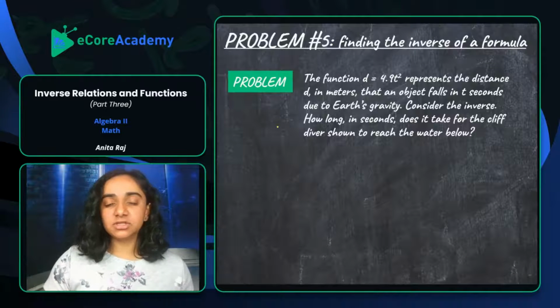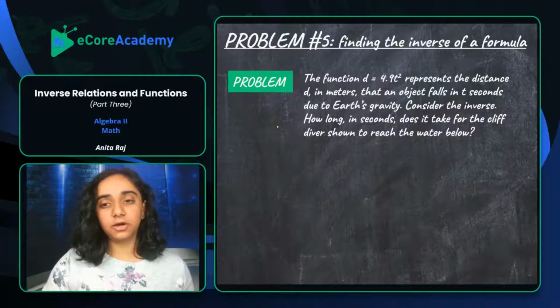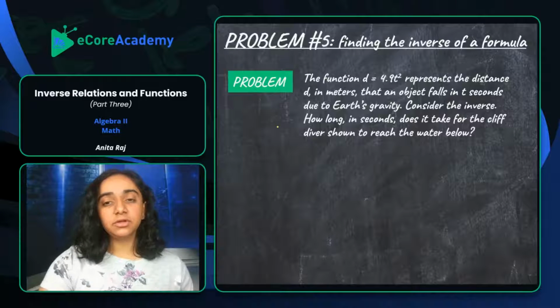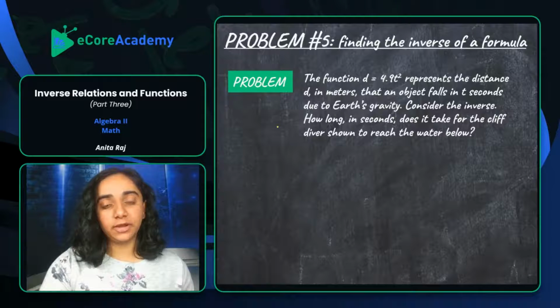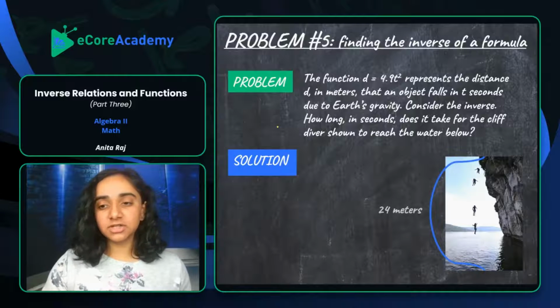And we're finding t, which is the amount of seconds it takes for the cliff diver to jump off and dive into the water. So that's what we're solving for using this formula d equals 4.9 t squared. So here's your solution. Before we even get into the solution, here's the image I was talking about.